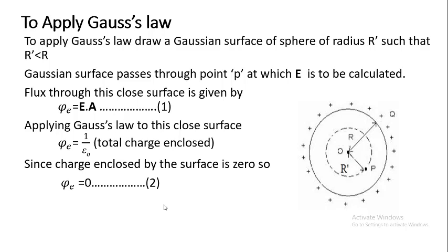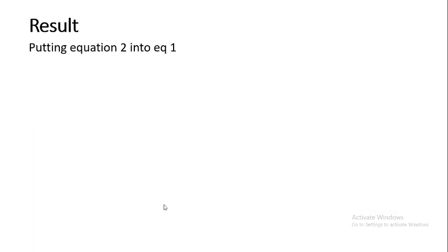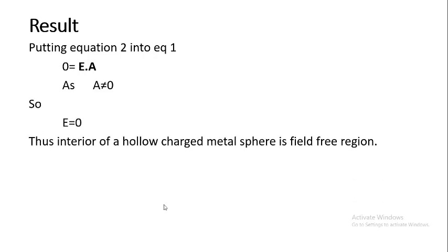Now compare equation 1 and 2, which gives the result 0 is equal to E dot A. The product of two terms is equal to 0, meaning one of the two quantities should be equal to 0. As area can never be 0, this implies that electric field intensity is 0.